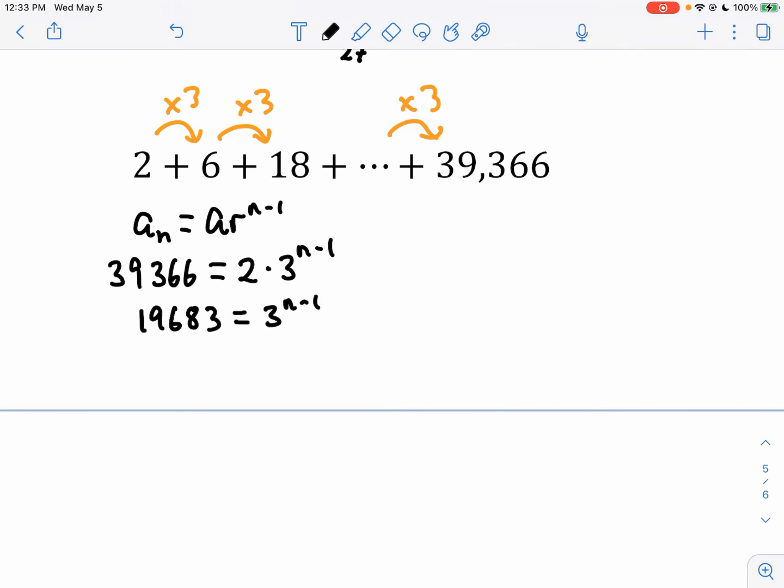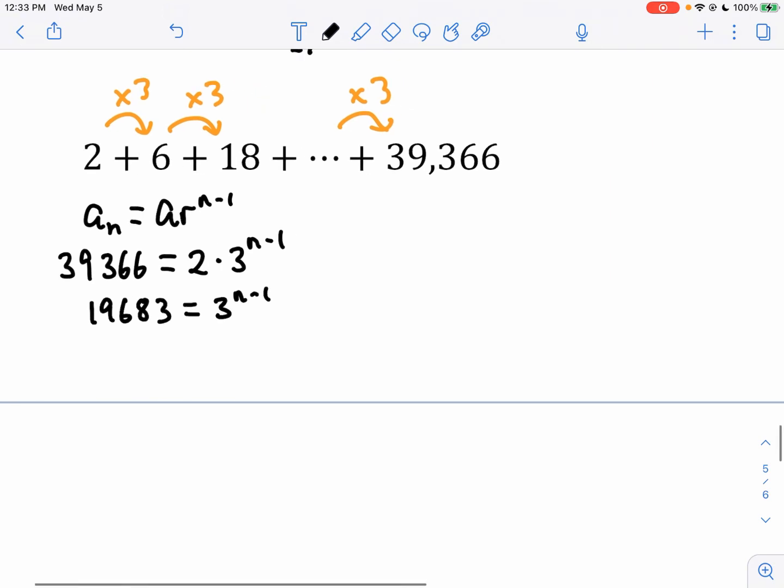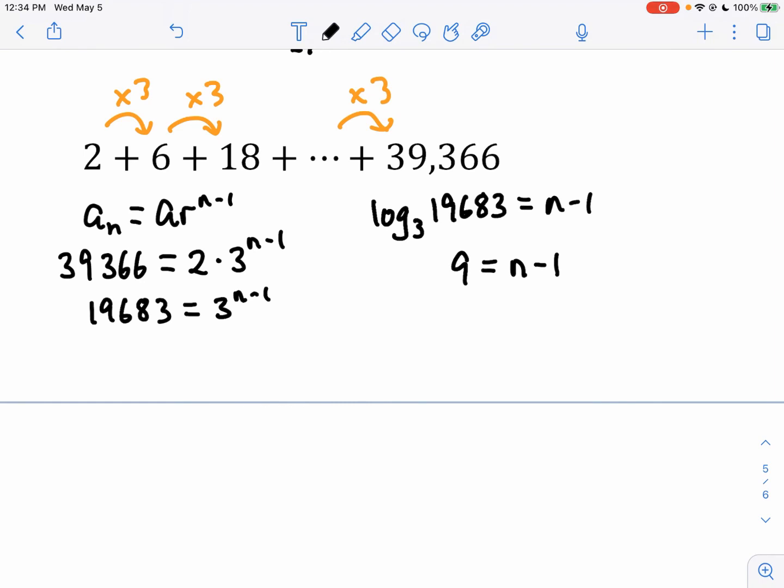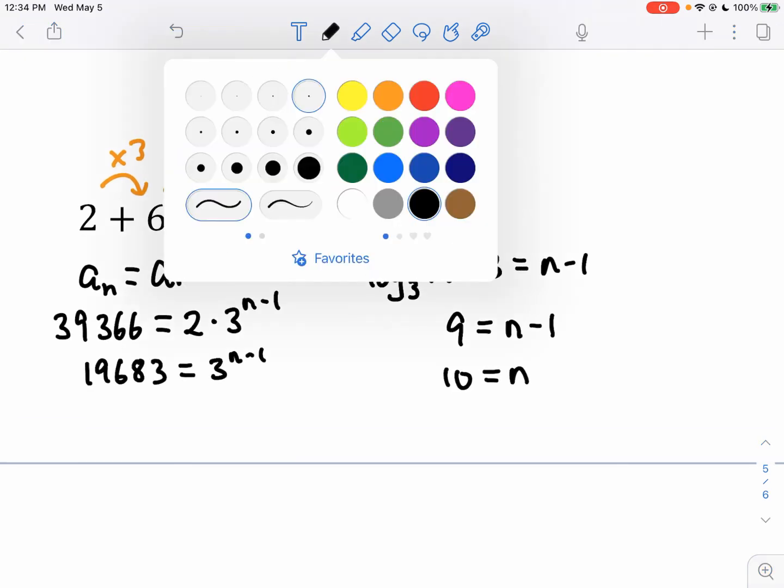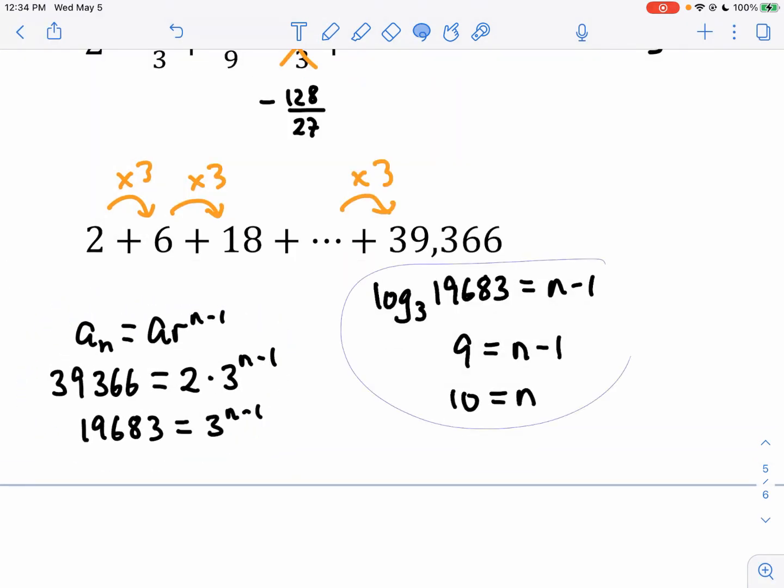Now I can convert this to a log form, which will be helpful. So this tells us that log base 3 of 19683 should equal n minus 1. And I reach for the calculator, and I do this logarithm, log base 3 of 19683, and that gives us 9. We expected a whole number here because our answer should be a whole number, and then add 1 to both sides, and we have n is 10. So this is the 10th term. By this, I mean the final number is the 10th term.